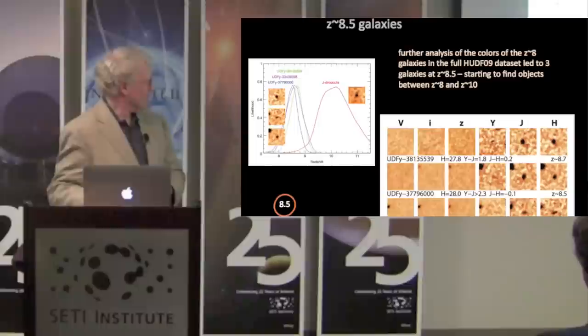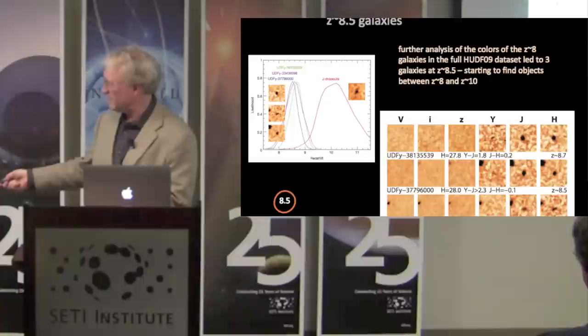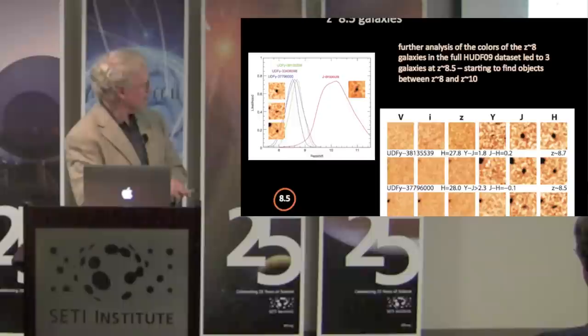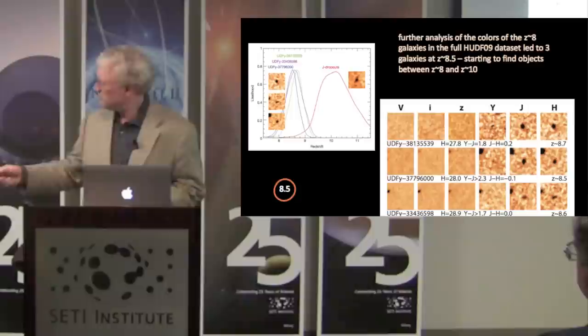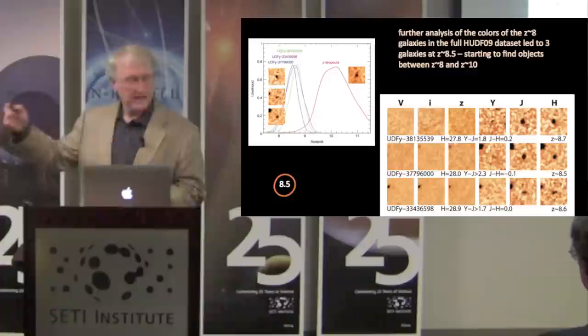We have found objects at redshift 8.5, 8.7, 8.5, 8.6. We published them in the same paper just to confirm that there's really a trend, a continuum of objects as you go out beyond redshift 8. These are detected now in two filters, like the ones I showed very early on, and not seen in the other ones. And here are the expected redshifts, all around 8.5 on this figure.